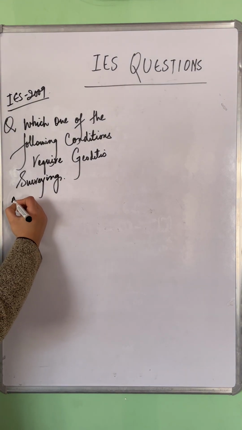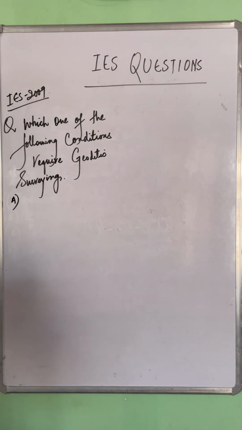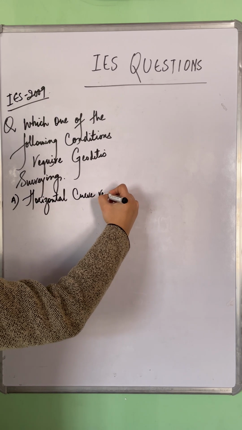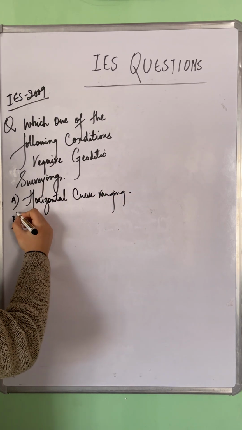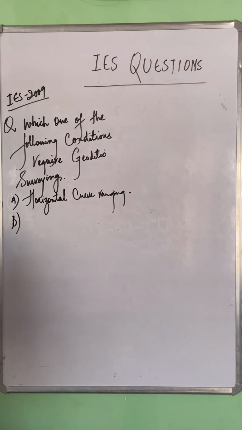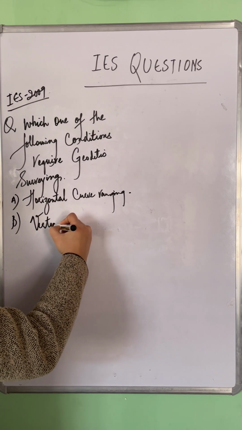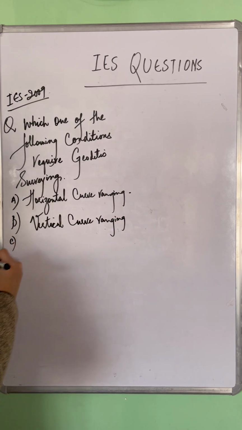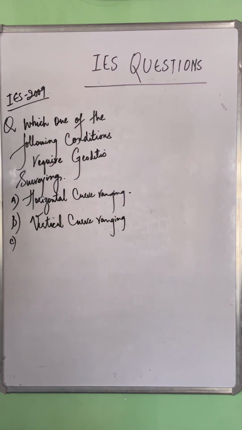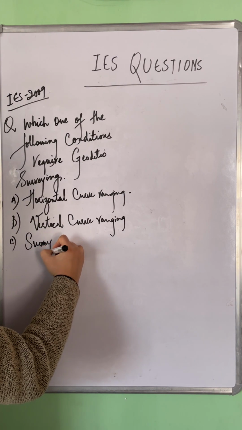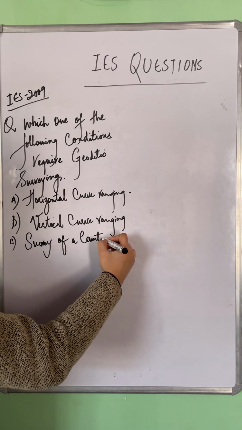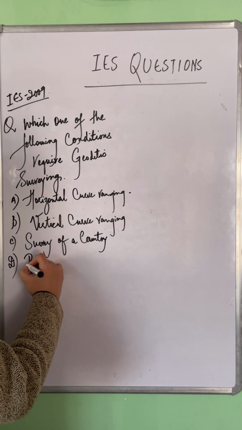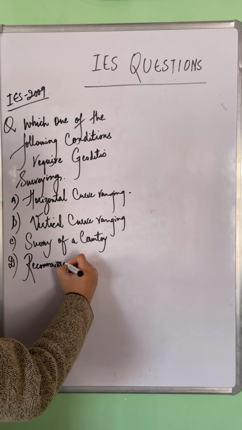Option A, horizontal curve ranging. Option B, vertical curve ranging. Option C, survey of a country. And option D is reconnaissance survey.